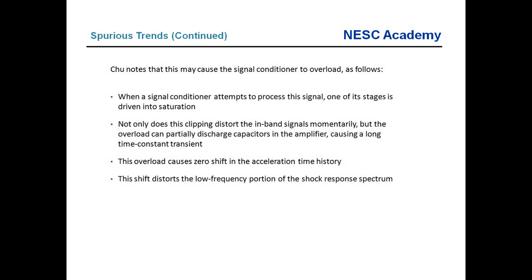I tend to be a little careless, I guess, or kind of generalize and say any type of offset or baseline shift in my accelerometer data, I'm just going to call that saturation. But a more circumspect definition is that the signal conditioner stage, or one of the stages, is driven into saturation. Not only does this clipping distort the in-band signals momentarily, but the overload can partially discharge capacitors in the amplifier, causing a long time constant transient. And that's what shows up as the low frequency error in the shock data. And it could cause zero shift or some spurious low frequency trend.